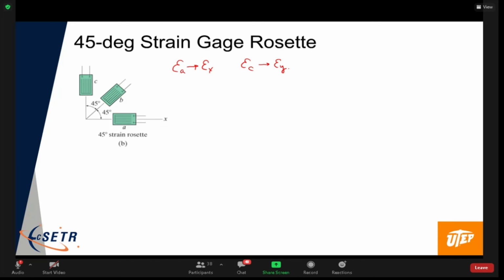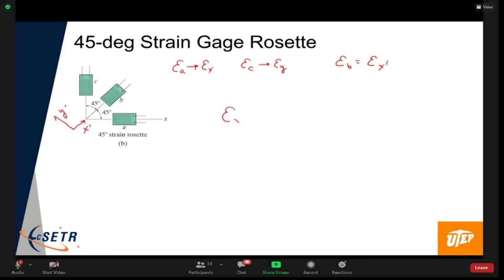We know that epsilon A gives us the normal strain in the x direction. We know that epsilon C gives us the normal strain in the y direction. All right, but what are we going to do with epsilon B? So I'm going to put a new coordinate system here, like this, x prime and y prime. The strain gauge at B gives me the normal strain in the x prime direction, right? It's the normal strain in the x prime axis. So how do we get that?